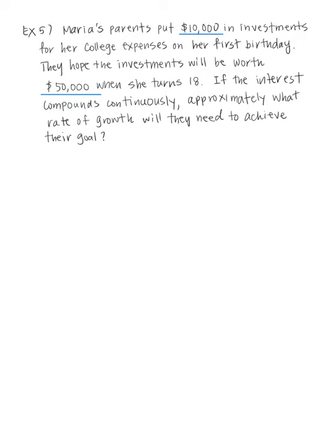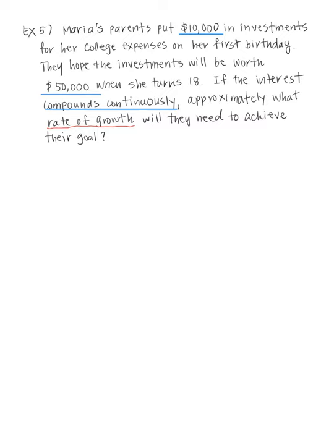Now, if the interest compounds continuously, that's another important detail, because remember there were 2 formulas for compound interest. We need to pick the one for compounded continuously, which will be A equals P e to the RT. So let me underline that as well. Approximately what rate of growth would they need to achieve their goal? So what are we looking for? The rate of growth, which is R.